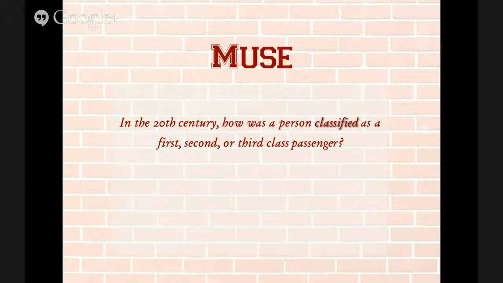In the 20th century, how was a person classified as a first, second, or third class passenger? And this is specifically talking about a passenger aboard the Titanic. So that will be an optional reading assignment that we'll get to a little later in our lesson. So this is our question, focusing on the 20th century. In that century, how was a person classified as a first, second, or third class passenger?